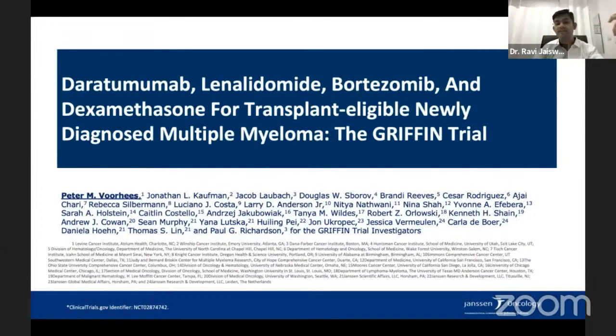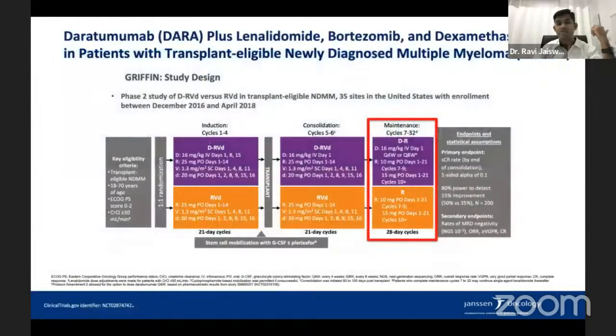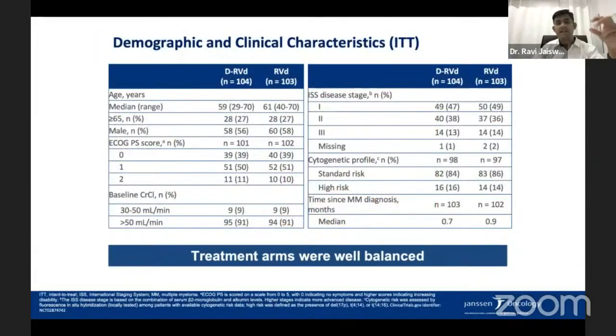Now, let's move in from a 3-drug combination to a 4-drug combination for patients who are transplant eligible. So this is the Griffin study, which used Dara, Len, bortezomib, and dexamethasone for patients who are transplant eligible. It had a standard of care, that is RVD. The dose was same for Dara, 16 mg per kg. It was given weekly and then subsequently twice a week. Patients were allowed to undergo a stem cell transplant, followed by consolidation and dual maintenance with Dara-Len versus Len alone. And the beautiful study, treatment arms exactly balanced.